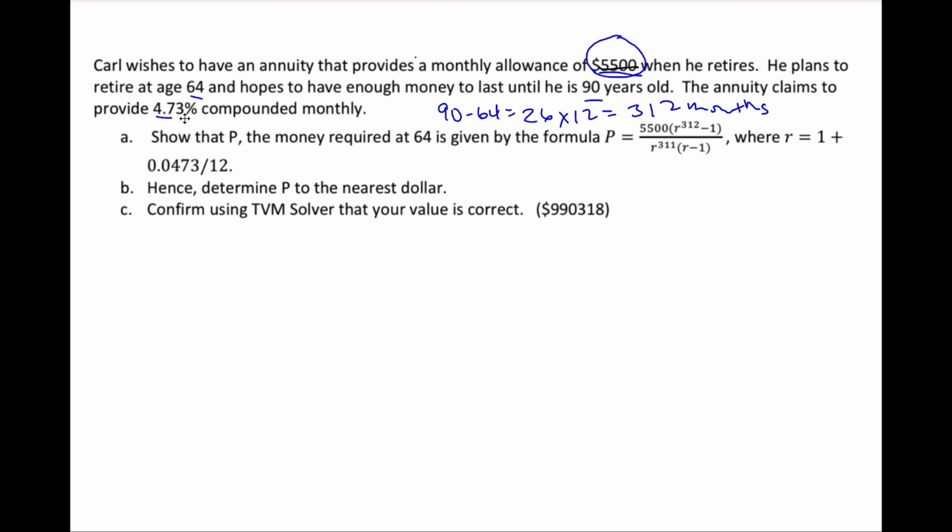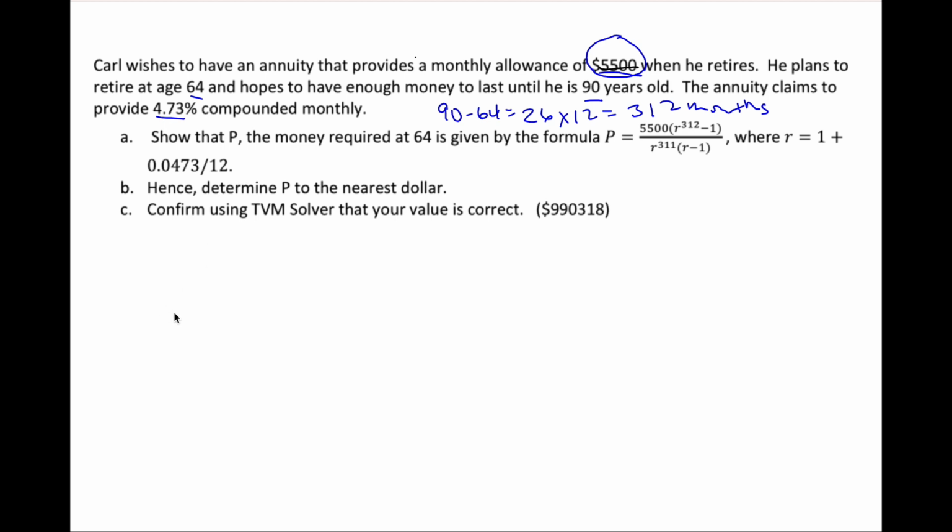And it's provided 4.73% compounded monthly. And so it says, show that P, the money required at 64, is given by this formula here, where R equals 1 plus the monthly rate in this scenario. So this is the rate of return.